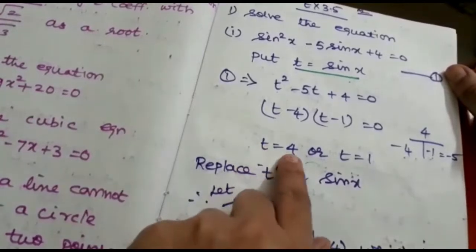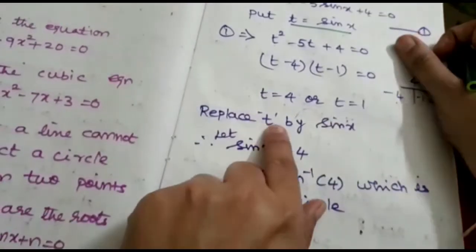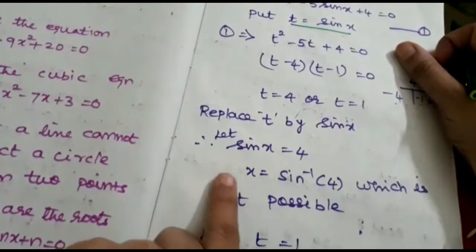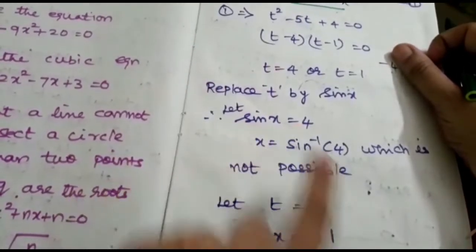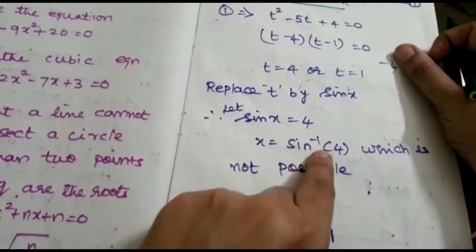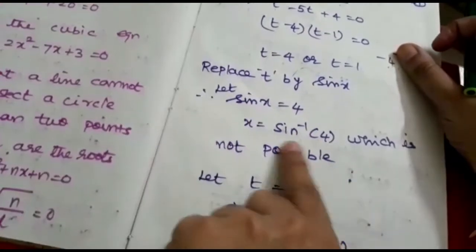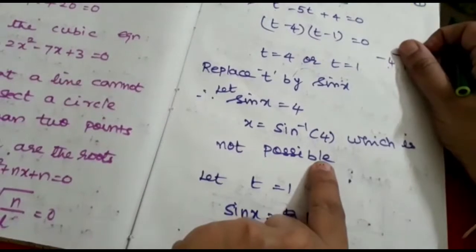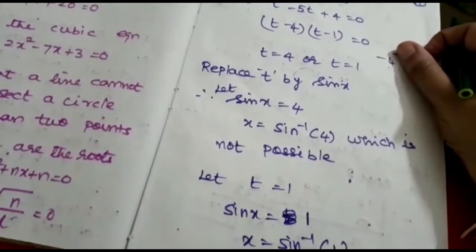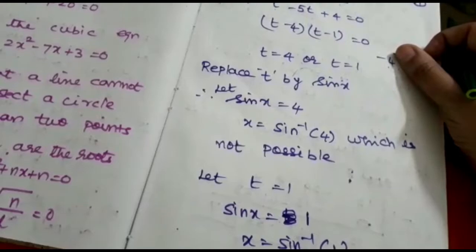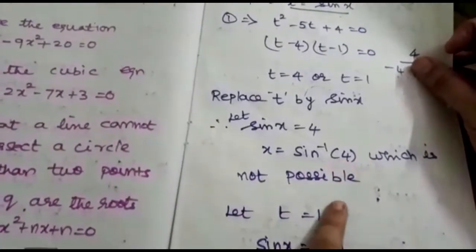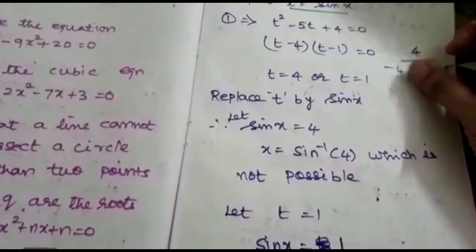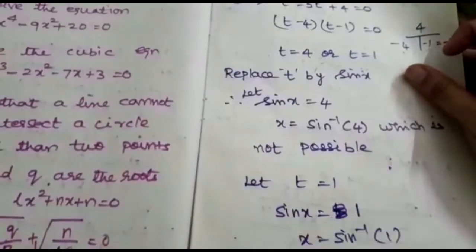Now after getting the t answer, I can replace t by sin x. So first case I am going to consider, let sin x is equal to 4. So x is equal to sin inverse of 4, which is not possible because sin inverse of 4 is not defined. So we can leave that.